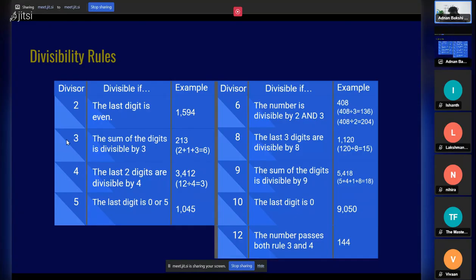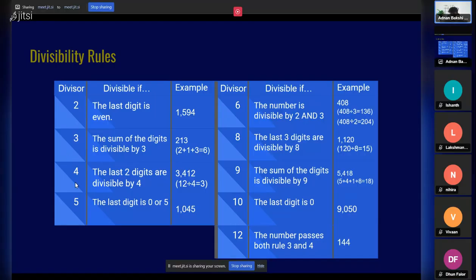Okay, next one, number 3. A number is divisible by 3 if the sum of the digits is divisible by 3. Like 213: you can see 2 plus 1 plus 3 equals 6. It's pretty cool, not gonna lie. You just add the digits, right? So let's move on to number 4. For 4, the last 2 digits must be divisible by 4.